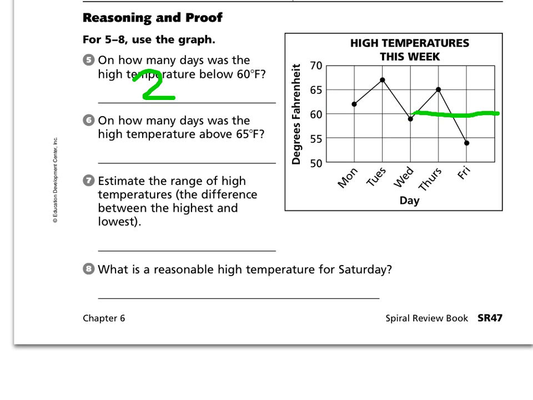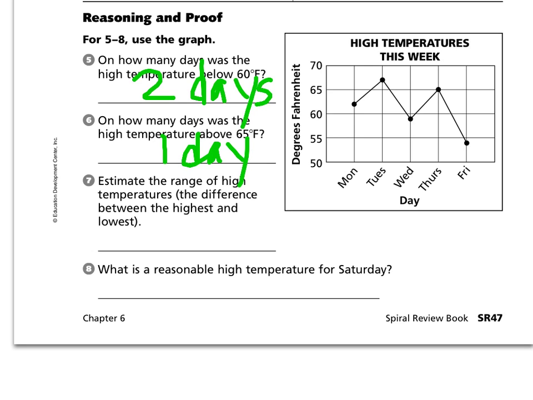Now for number 6, it says, how many days was the high temperature above 65? So you need to find 65. And although Thursday is at 65, it's not above 65. Only Tuesday is above 65. So it's only one day. Remember, you need to have your labels for each of these.